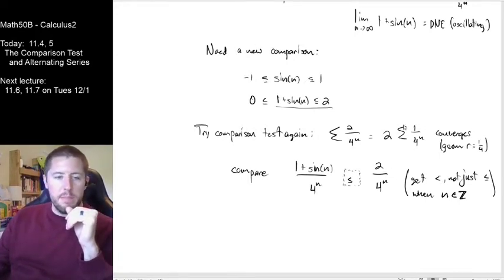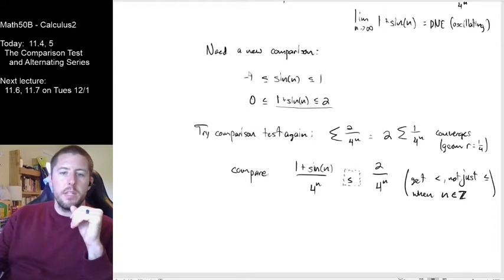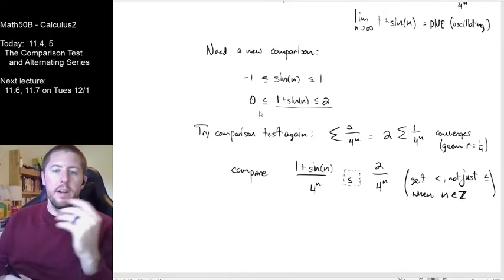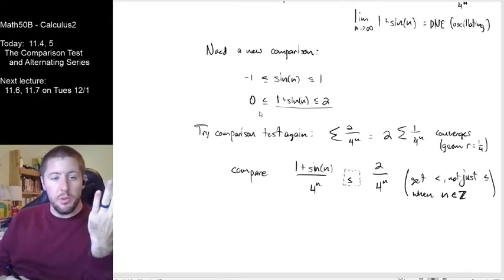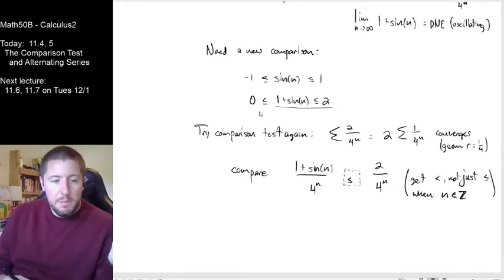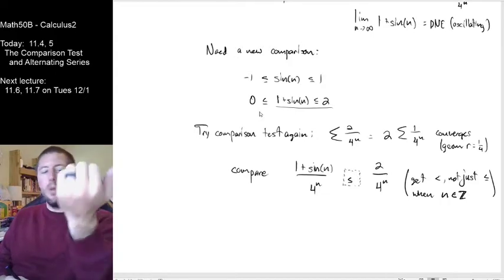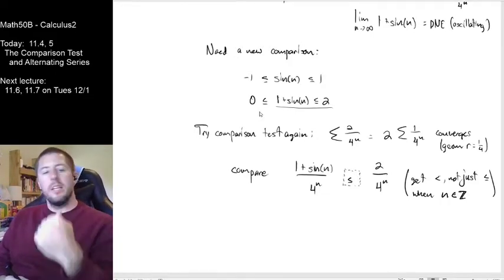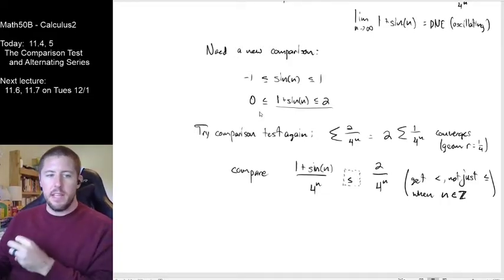Don't just pick the most basic thing and walk away from it. We want to stop and think about where things live. 1 plus sine of n, where does it live? It lives between 0 and 2. So that helps me bound it. I mean, that helps me say, I know that if we're comparing it to 2, it's always less than that. Important statements that are like that, right?